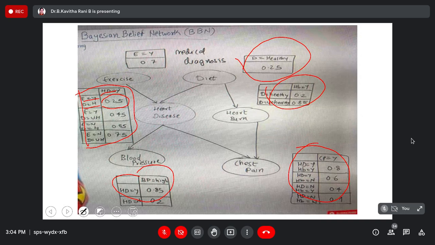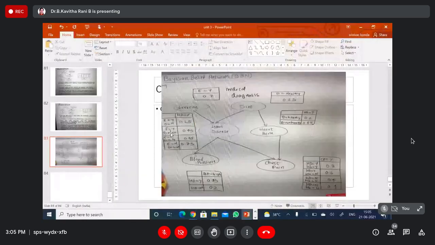Okay. So tomorrow I'll show you one example for this, how to implement a Bayesian belief network for any particular training set. So this is about Bayesian belief networks.